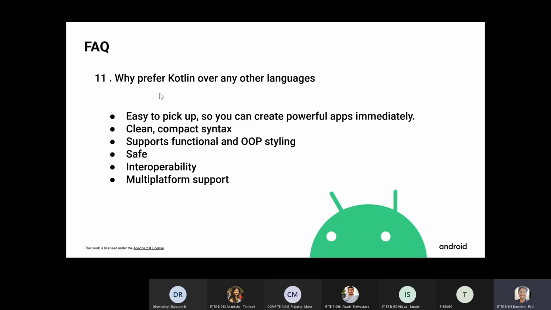Interoperability means if you have already created a Java program, a Java class, you can always access that class from Kotlin. And if you have a Kotlin class, you can always access the Kotlin classes from Java files as well. And multi-platform support; the multi-platform support is still in the beta program. Multi-platform is just like cross-platform, but the key difference is cross-platform has a single code base and it can run on any device. And similarly, multi-platform is also similar.